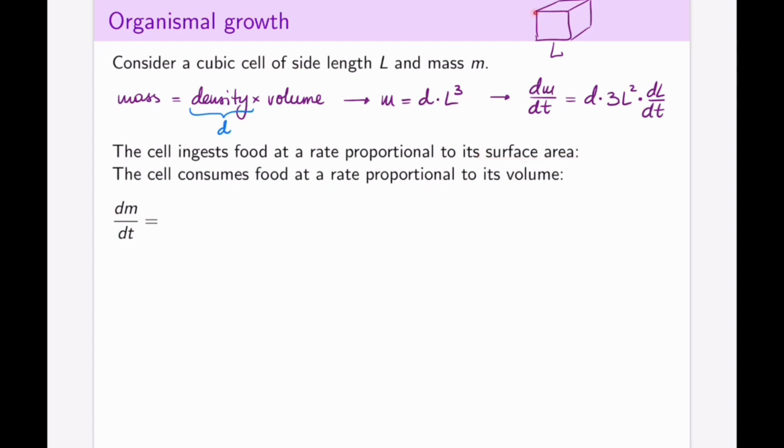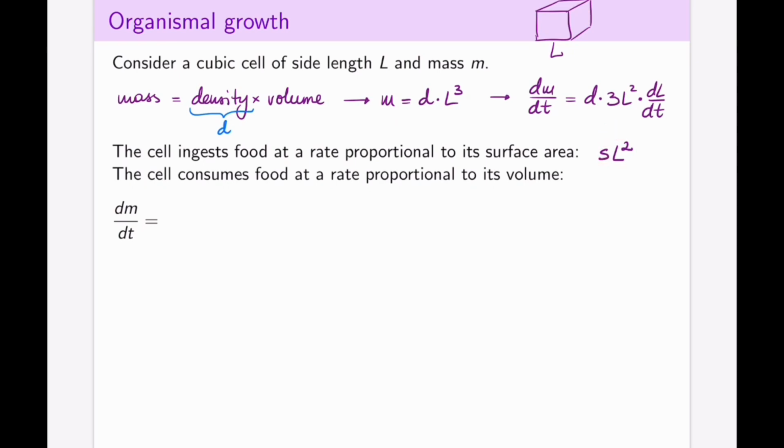The surface area of the cube is going to be all of the faces of the cube, each one of which has area of L squared. Now, there are 6 of them, but I also have the proportionality constant for the ingestion, so I'm going to call this proportionality constant S, and so the whole thing is going to be proportional to SL squared. Again, I know that there's 6 faces of the cube, but I already have the proportionality constant here, so this 6 got basically absorbed into the proportionality constant S.